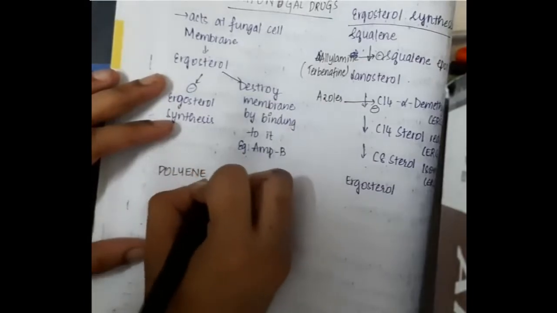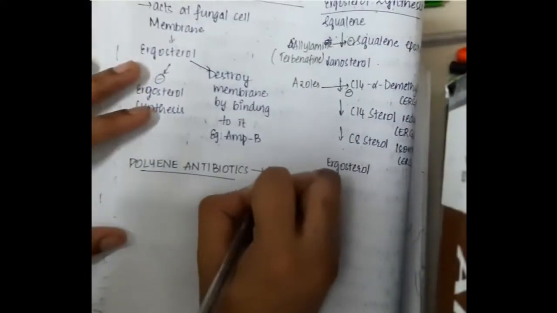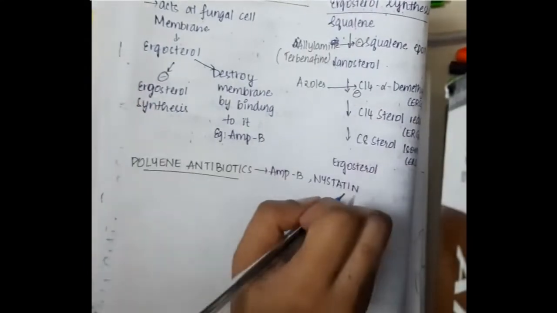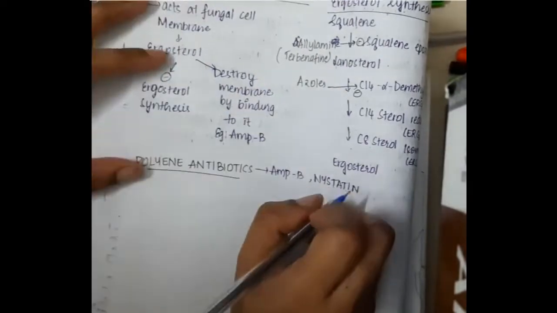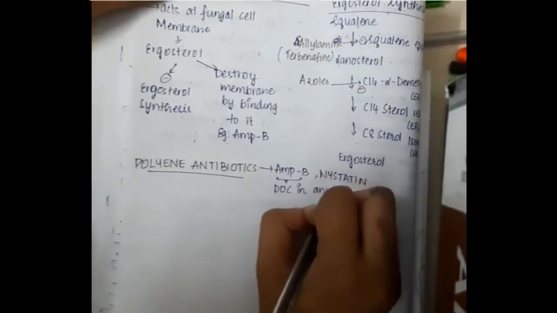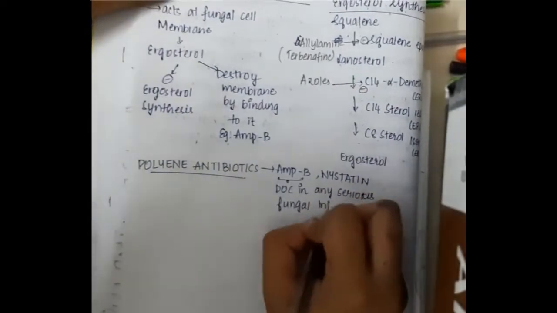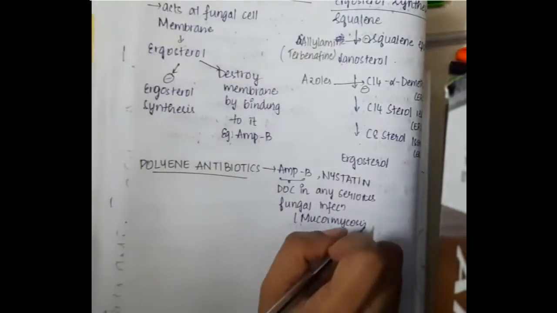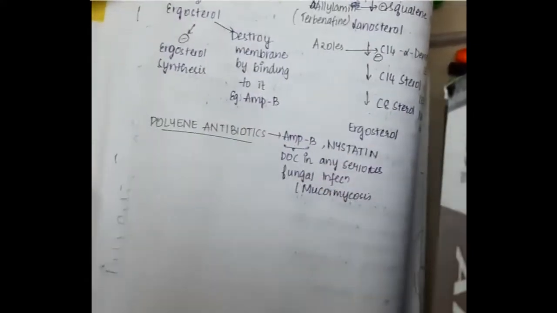Hello friends, let us now learn some important points about polyene antibiotics. These include amphotericin B and nystatin. Among these polyene antibiotics, amphotericin B is used as the drug of choice in serious fungal infections like mucormycosis. So we will learn first about amphotericin B in this class.